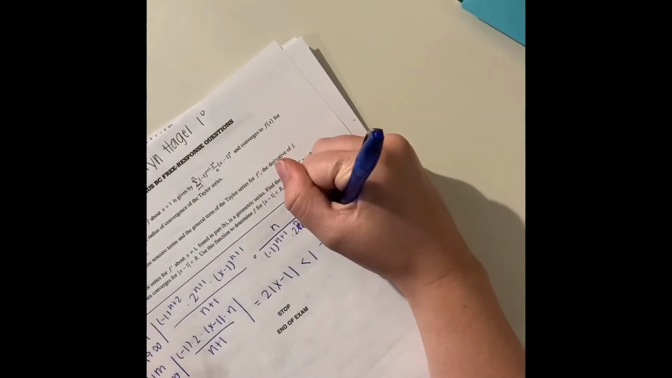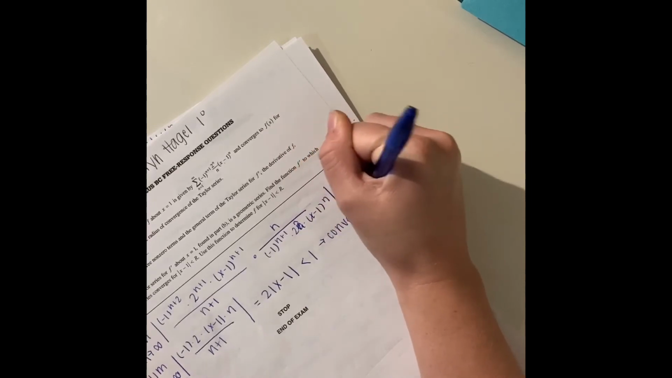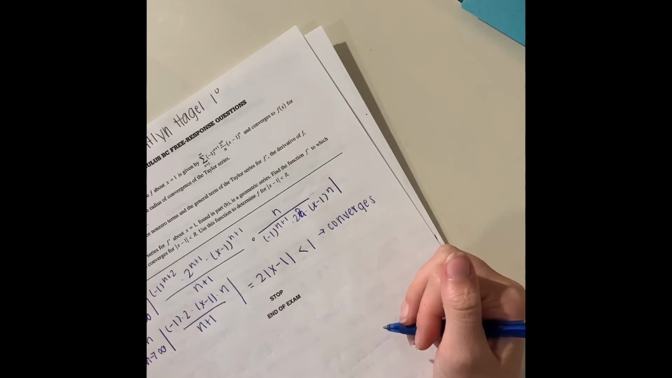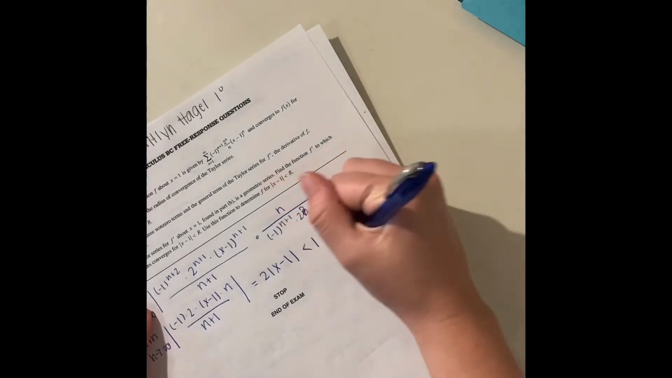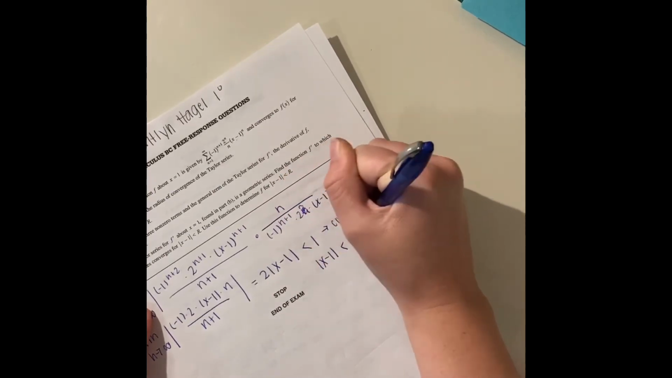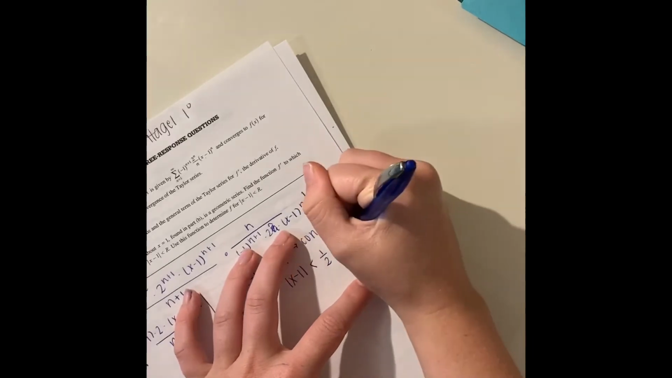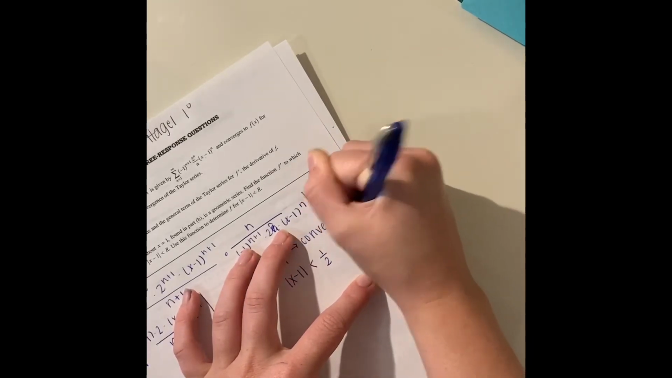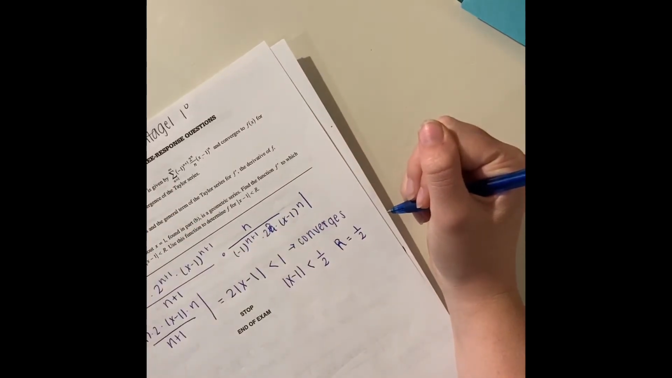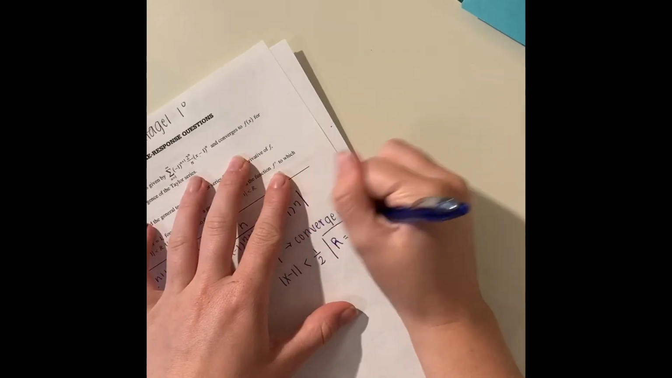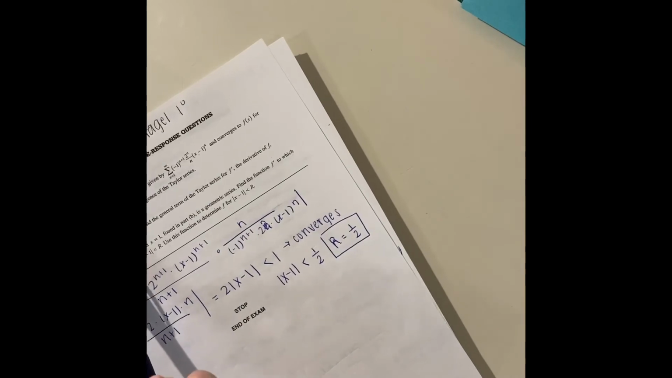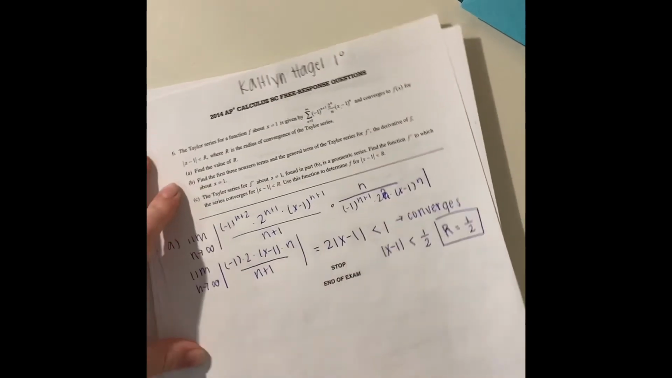this converges, and therefore we can say that if we divide by 2, |x minus 1| is less than 1/2, and so we know that r equals 1/2. All right, and so for part a, we found the value of r equals 1/2.